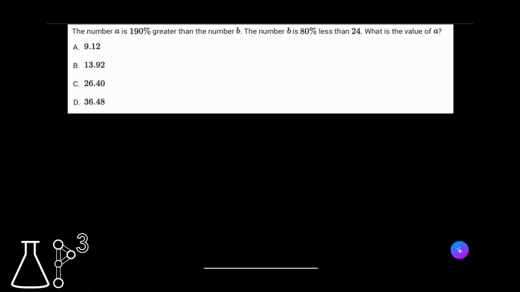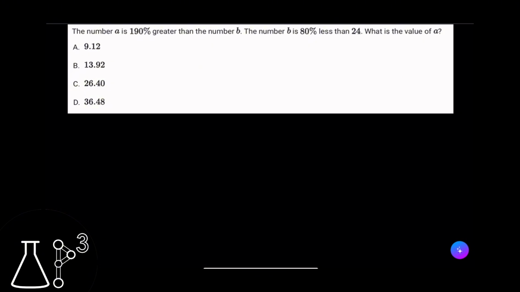Okay, let's do another question. The number A is 190% greater than the number B. The number B is 80% less than 24. What is the value of A? What I actually want to do first is look for the number B. But let's digest all the information that's given. I'm given that number A is 190% greater than B.